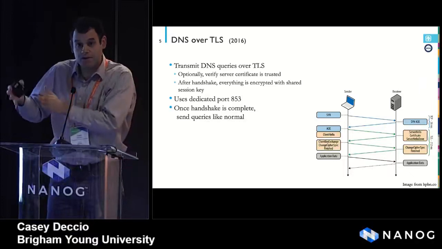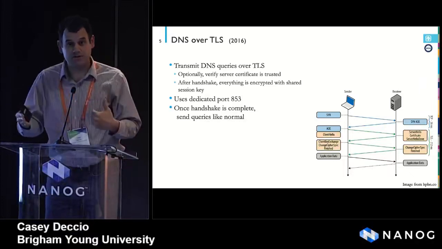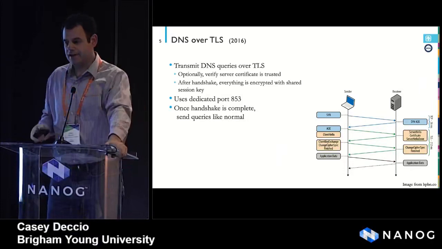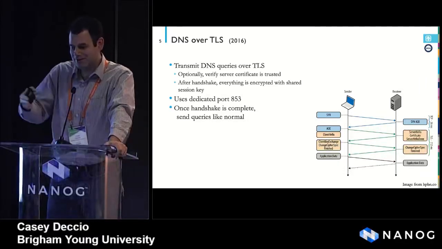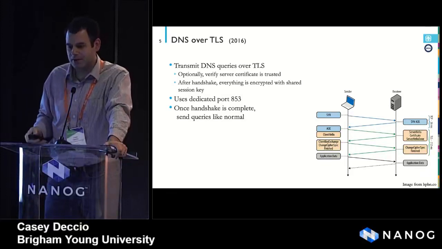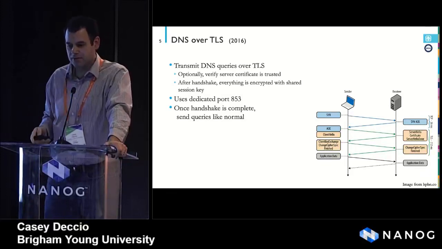So if you're on path and you're observing this traffic, then it is no longer casually observed by the person that's introspecting this traffic. They can't decrypt it without the appropriate keys.